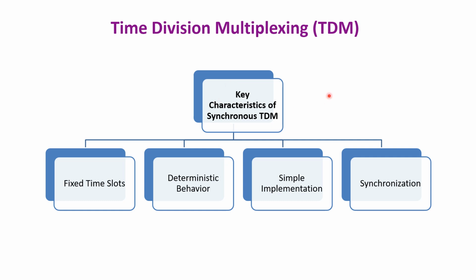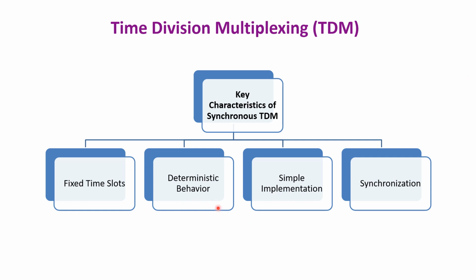Key characteristics of synchronous time division multiplexing are fixed time slots. Each signal is allocated a fixed time slot in a predetermined schedule. For instance, if there are four signals A, B, C, and D, and the time frame is 1 millisecond, each signal might receive a 250 microsecond time slot. Time slot 1, signal A; time slot 2, signal B; time slot 3, signal C; time slot 4, signal D. This sequence then repeats.